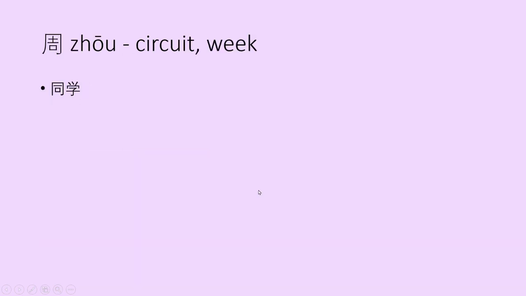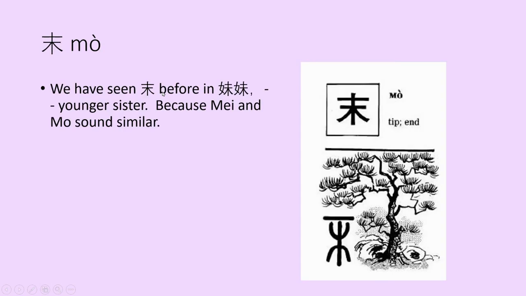The next two characters are 周末 for weekend, which we learned earlier this year. 周 alone means circuit, and so it has this shape on the outside, which goes with anything round. And then 末 means end or tip, and it has the tree radical here with this extra line on top to indicate the end. We've seen this shape before in Mei Mei, younger sister, because 3,000 years ago when characters were created, Mei and Mo sounded similar.